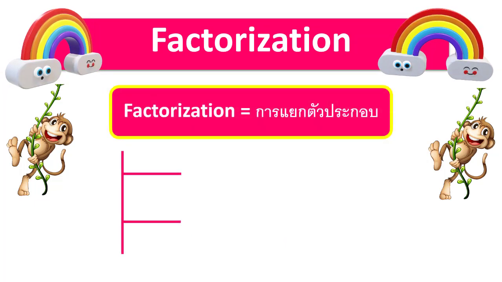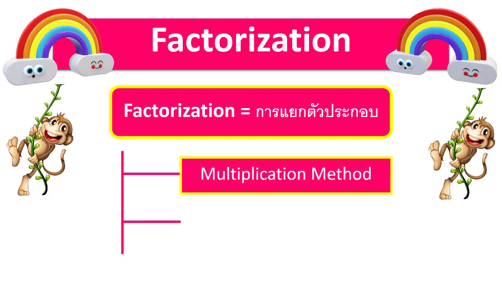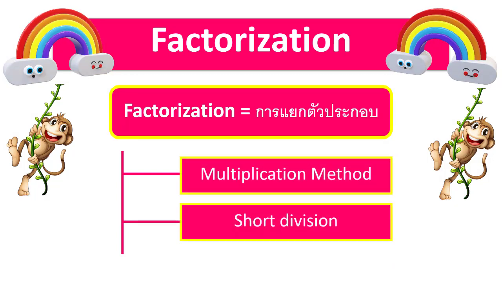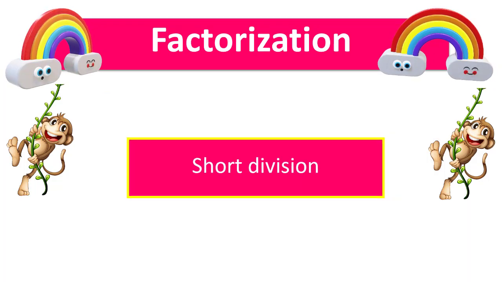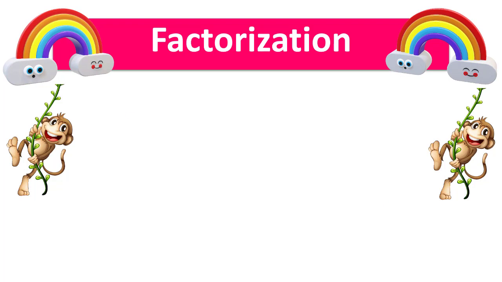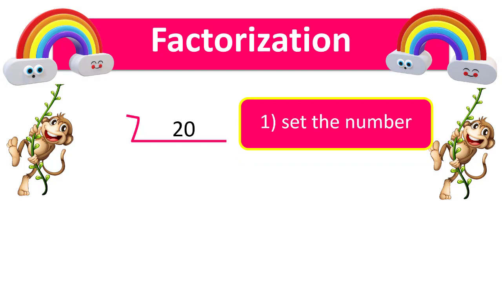Again, the factorization, there are two methods. Number one, multiplication method. Number two, short division. Now we're going to be learning the short division of factorization. Look at number 20. First, set the number. What number can divide 20? It's 2, right? So, 20 divided by 2 is 10.